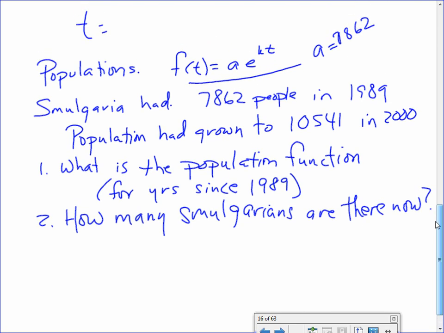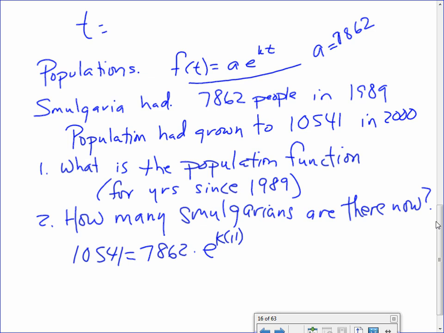So now I've got some room here. What I've got is f of... okay, now for the year 2000, T is going to be 11. That's 2000 minus 1989. So 10,541 is equal to 7,862 times e to the kT, but T is 11. So we need to solve for k.